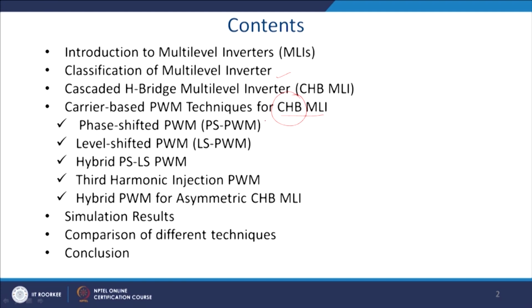Thereafter we shall discuss different carrier techniques that are suitable for those kinds of multi-level inverter. These are the phase shifted PWM, level shifted PWM, hybrid phase shifted and level shifted PWM, third harmonic injection, thereafter asymmetric PWM for asymmetric hybrid cascade H-bridge, and then we shall show some simulation studies on it, and we will compare the different techniques and give conclusions.